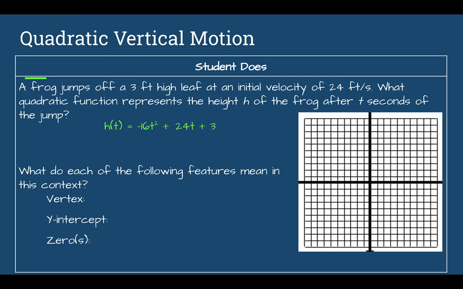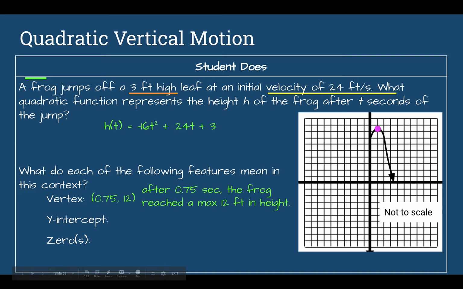Let's check. You should have got this as your function, plugging in 3 feet as your initial height and 24 as your initial velocity. You should have got (0.75, 12), meaning that at 0.75 seconds, the frog reached a maximum height of 12 feet. Your y-intercept, where you started, was at 3 feet, so the frog started at 3 feet.